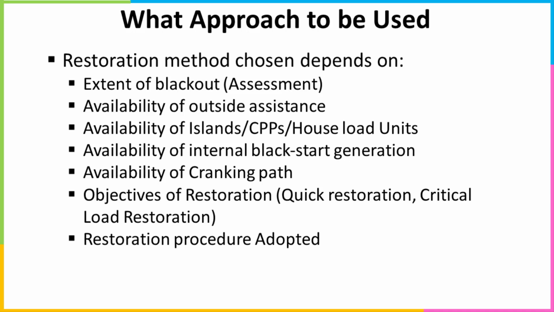Then it depends on whether outside assistance is available, whether island, CPP and house load units are available in the blackout, whether internal black start generation capability is available, and whether the cranking path is available and healthy. That also decides your restoration approach. Let us say you have a black start unit, but it is connected through a 400 kV line and you are not able to provide adequate reactive power from the generating plant itself. Under that condition, your cranking path to that particular hydro plant will not be available.